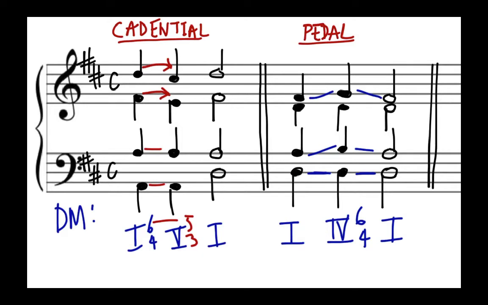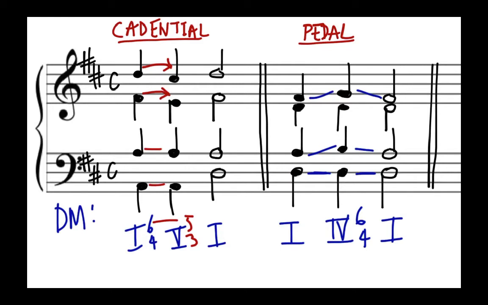Let me play each of these for you. The cadential 6/4 sounds like this. There's our tonic 6/4, and then our dominant, and then our tonic. And the pedal 6/4, here's the tonic, and the subdominant 6/4, and then the tonic. So it has that gospel sound to it.